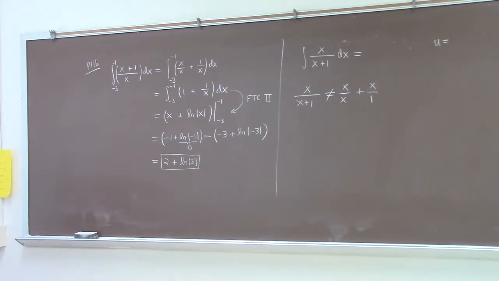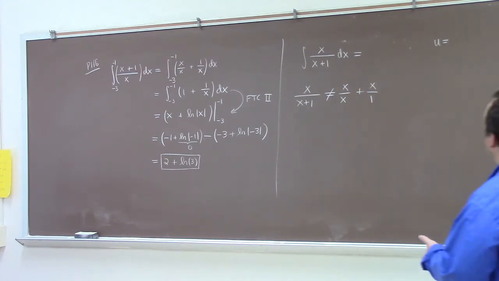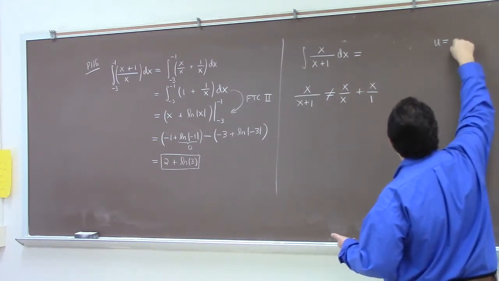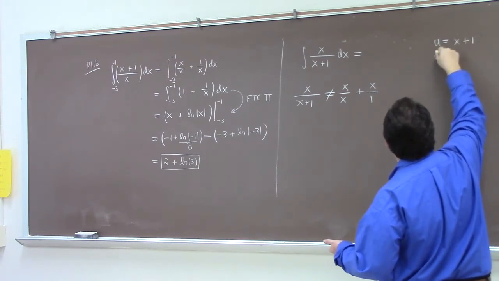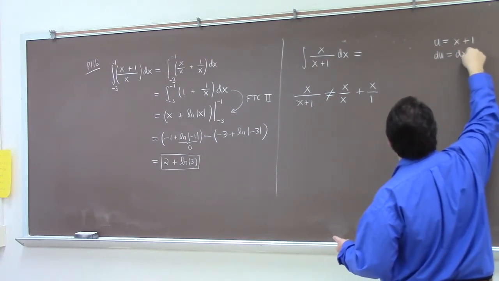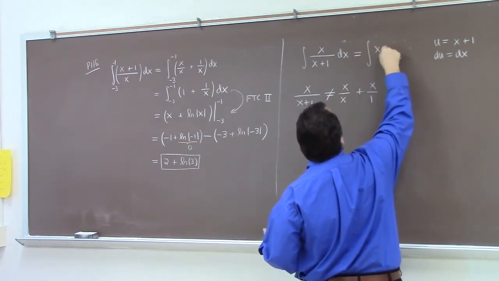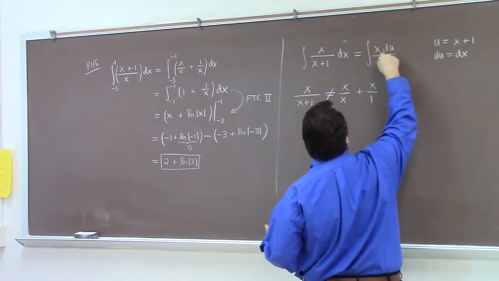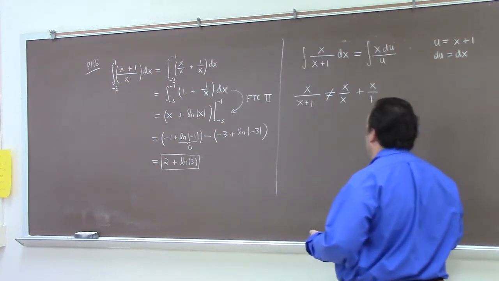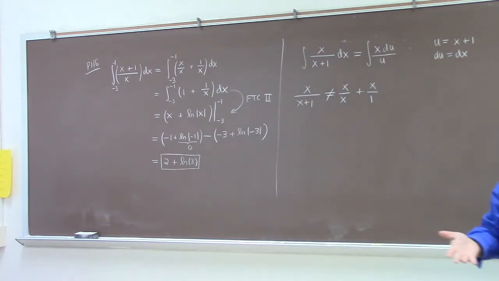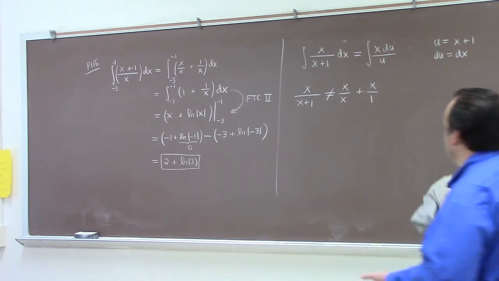So one way you could do it is, yeah, make u a substitution and see where it takes you, but it's a little bit different here. So if u is equal to x plus 1, right? So du is dx, right? And so when you make the substitution, you've got x du over u. Okay, so then what? You can't just leave the x, right? We didn't have this happen in previous examples. We never had an x just sitting there. What do you do with it?